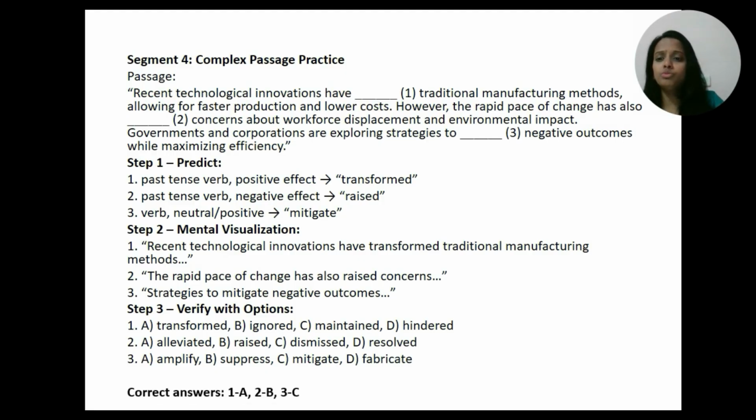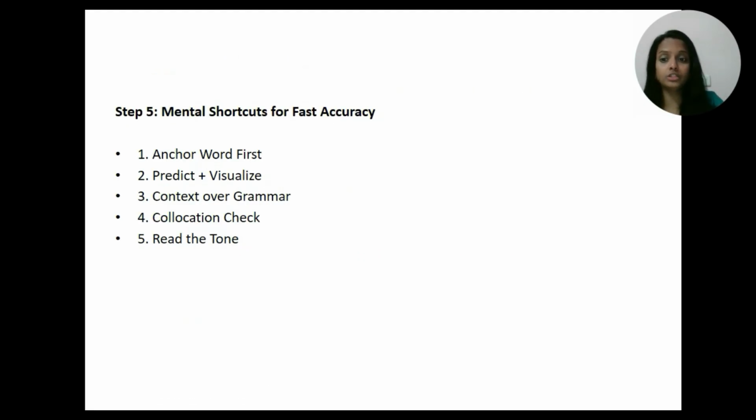Okay. Now I'm just going to give you some mental shortcuts for fast accuracy. If you want, you can just make a note of it. The first one is anchor word first. That means find the key noun or verb in the blank.